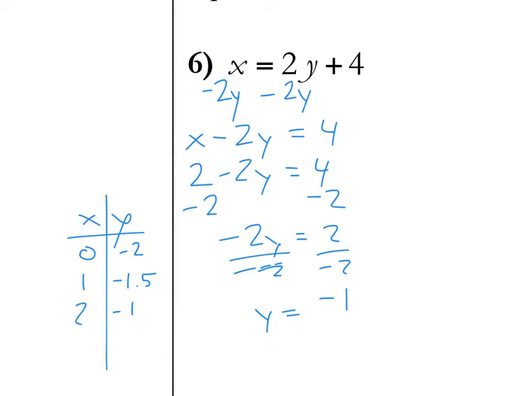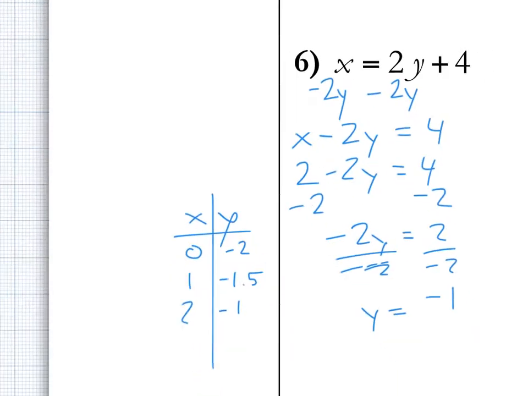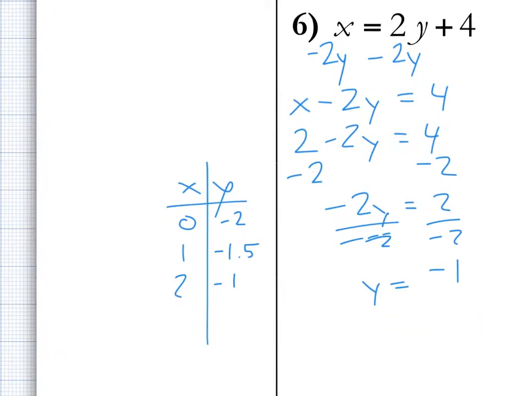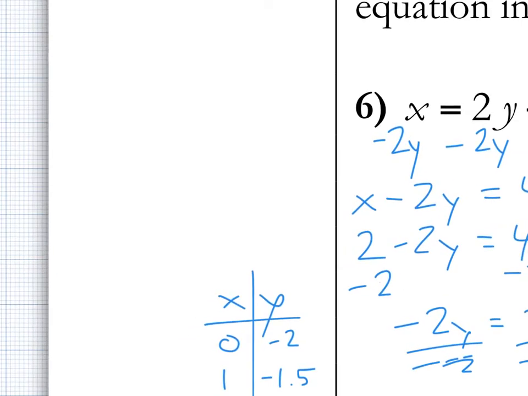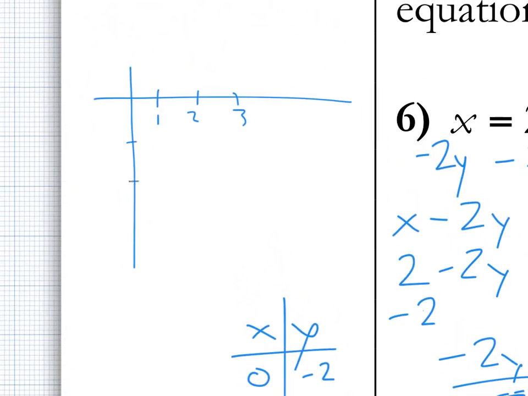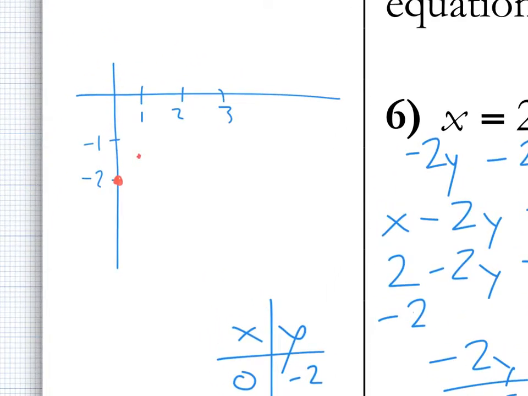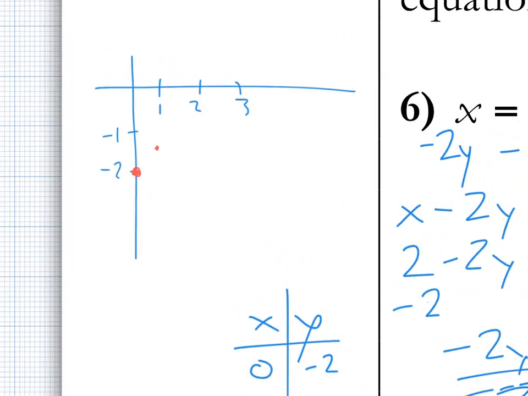So now we got 3 points, we're ready to graph it. I'm going to use my space over here. For x, I got to go 0, 1, 2, and y is going to be in the negative, so I'm looking at a lot of stuff in the fourth quadrant here. So I'm going to go 1, 2, 3, and then my y values go down to negative 2, so I can just go negative 1, negative 2. Let's graph this thing: 0, negative 2, 1, negative 1.5, and 2, negative 1.